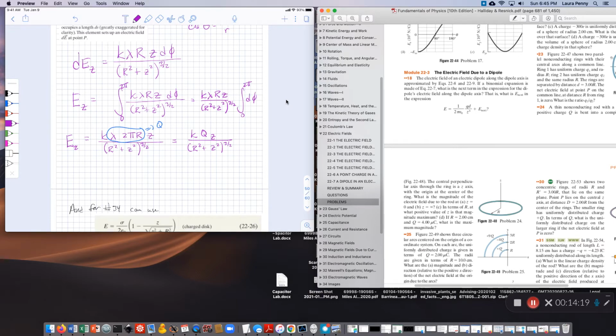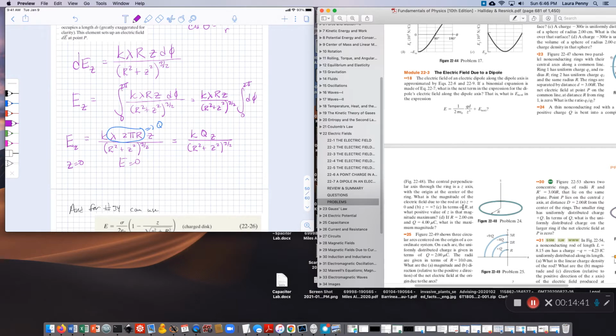And for looking at number 24, it says, what's the magnitude of electric field when z equals 0? When z equals 0, then the electric field is equal to 0. Z is 0 on the top. There's not a 0 on the bottom, and so E is equal to 0.